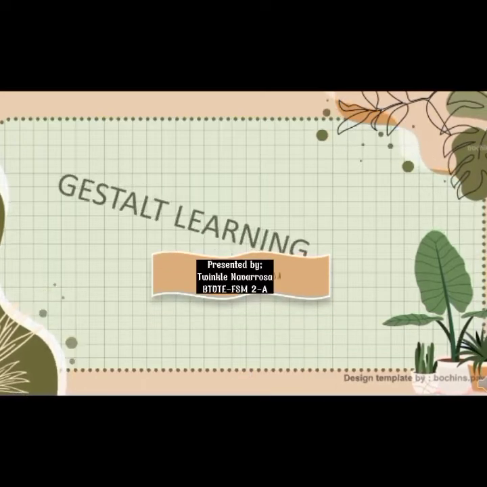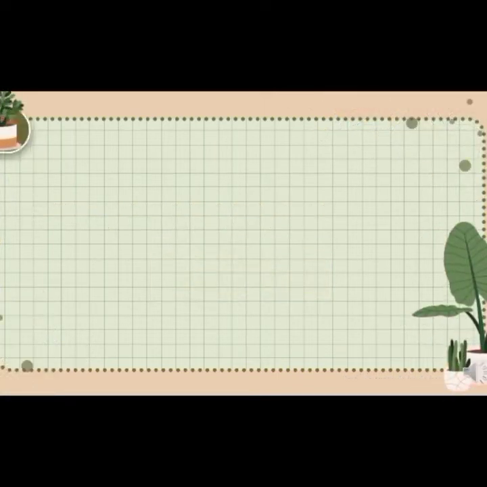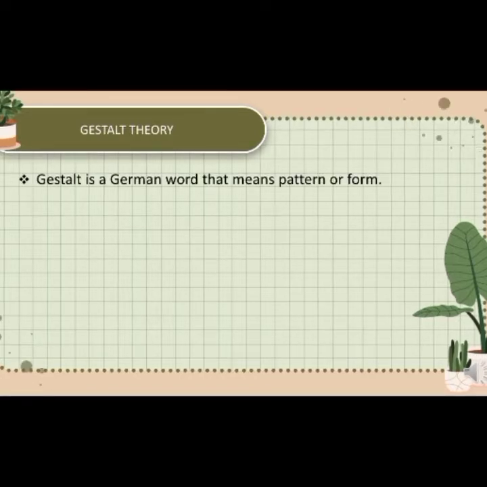This presentation is all about the Gestalt Learning. Let's define what is Gestalt theory. Gestalt came from a German word that means pattern or form.